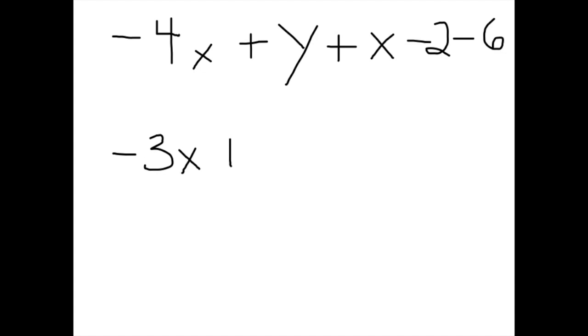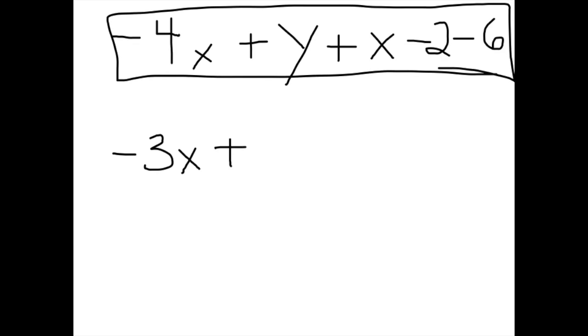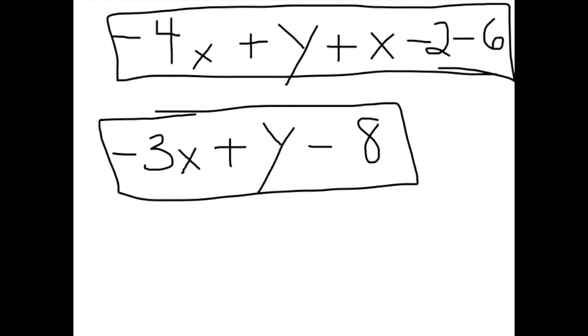Now we can say plus y. Do we have any other y's in these math terms here? No, we do not. So we say plus y, leave it as such. And then we can say minus 2 minus 6 more, which actually ends up being minus 8. This is your answer. You are done.